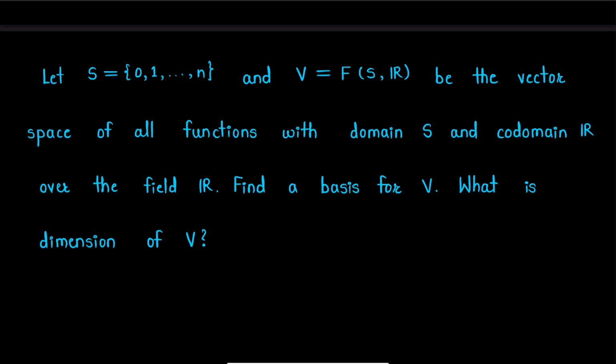In this video, we are going to solve this question from linear algebra based on the concept of basis and dimension. Question is, let S be the set containing numbers 0, 1 up to n and V be the vector space of all functions with domain S and codomain set of real numbers over the field of real numbers. Find a basis for vector space V. What is the dimension of vector space V?